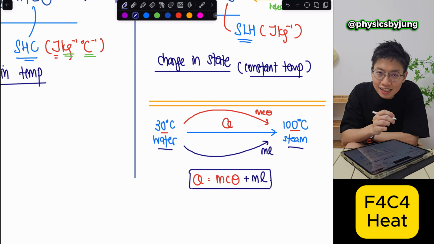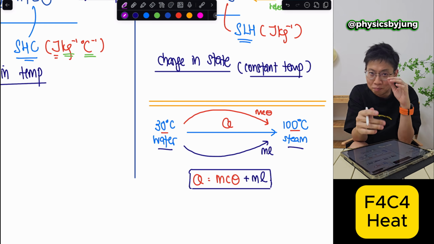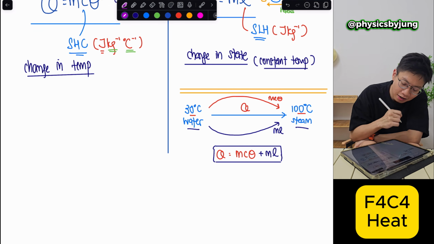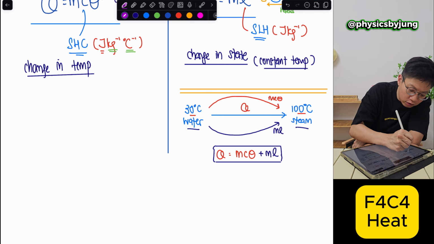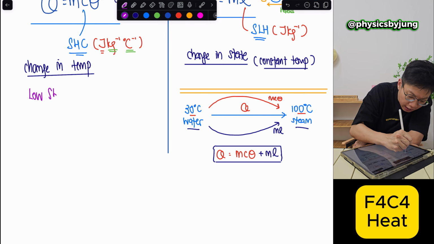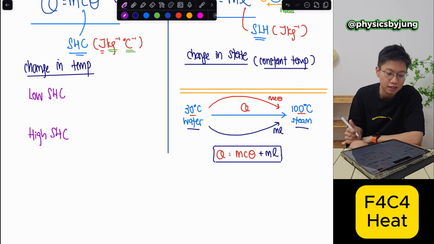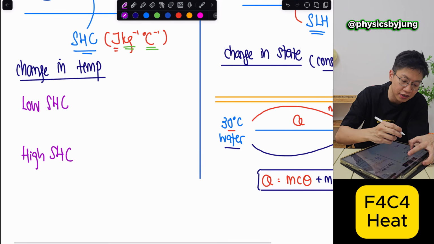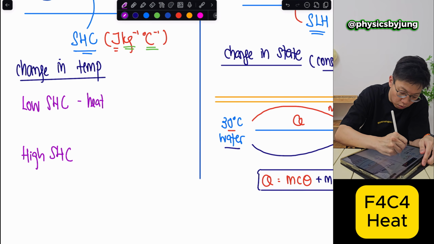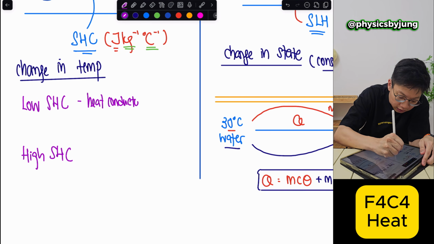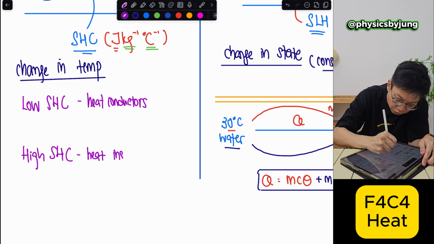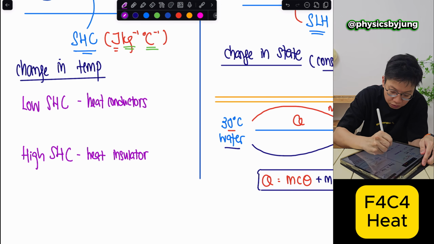So what else do you have to beware in this chapter, guys? Obviously, okay, let's have a look. You need to know that for low specific heat capacity versus high specific heat capacity, what makes them so special? Usually low specific heat capacity, we call them heat conductors, and high specific heat capacity, we call them heat insulators.